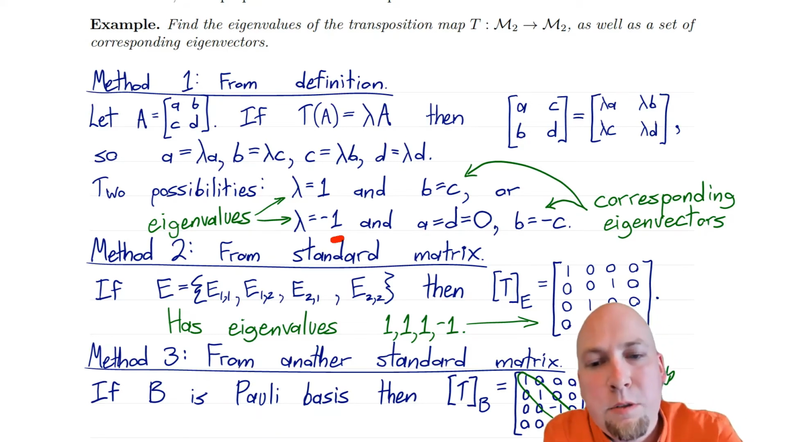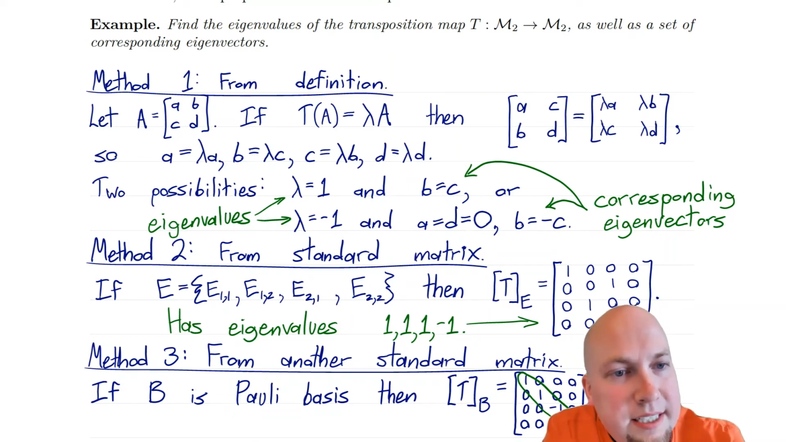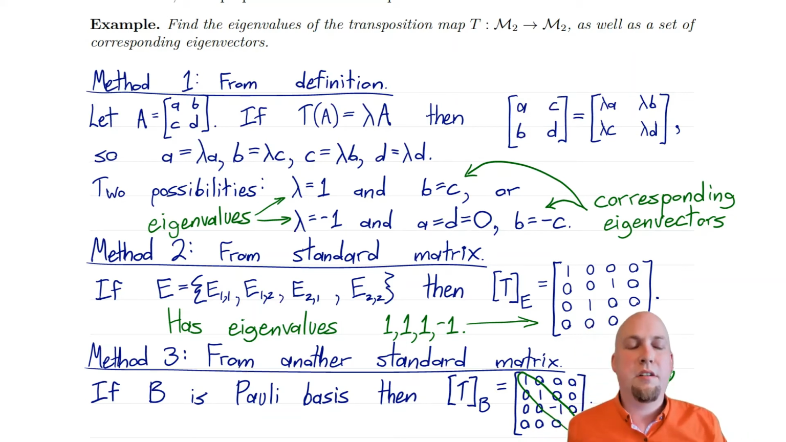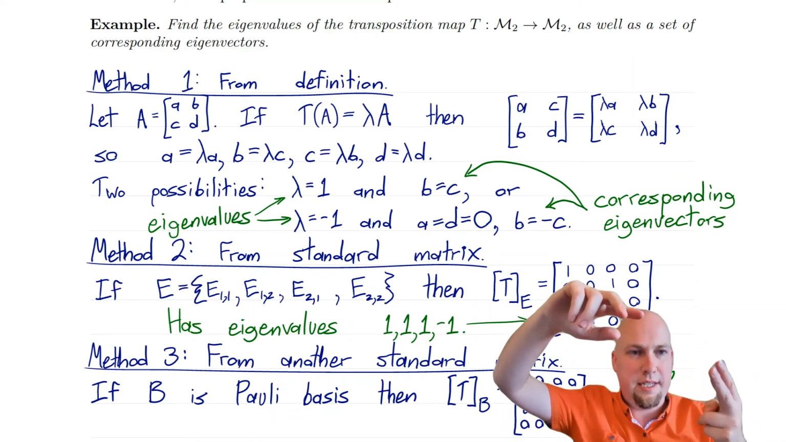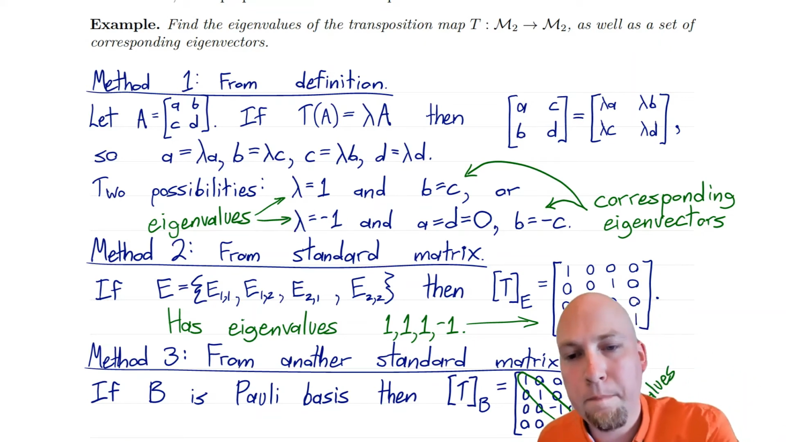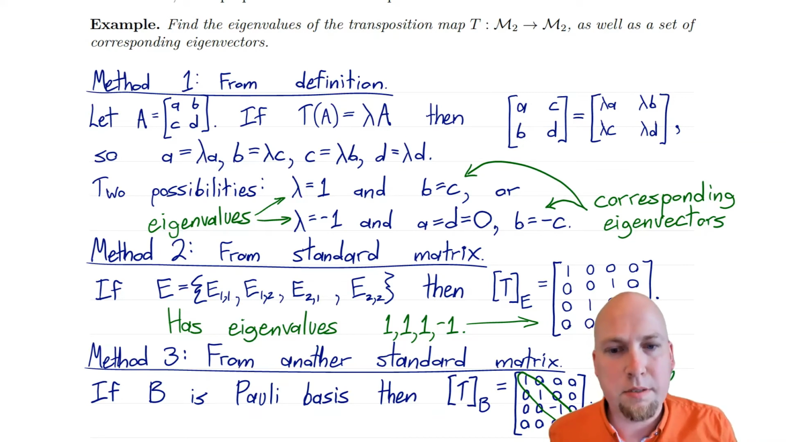Okay, so lambda equals -1 is also an eigenvalue, and this time the corresponding eigenvectors are the matrices that have 0 here, 0 here, and the off-diagonal entries are just negatives of each other. And those matrices are called skew symmetric, right? Their transpose is just the negative of themselves. So those are the skew symmetric matrices, and those are the eigenvectors corresponding to eigenvalue -1. So that's one way that you can find the eigenvalues and eigenvectors of the transpose map.